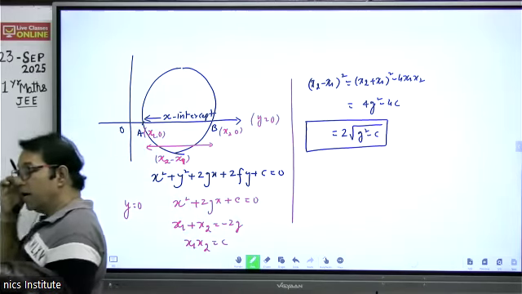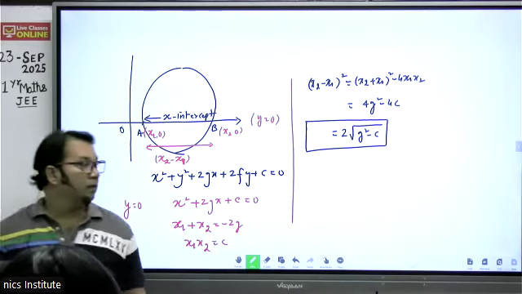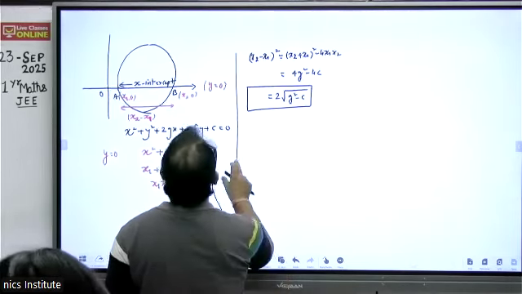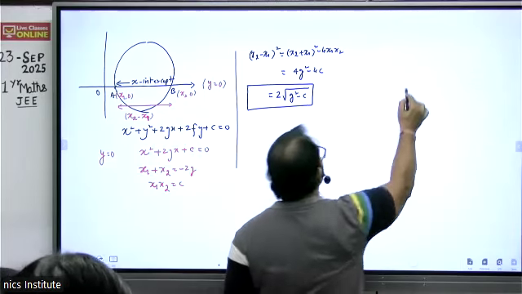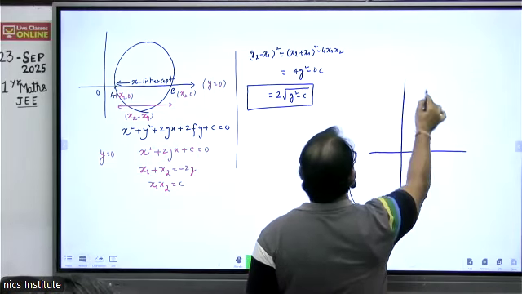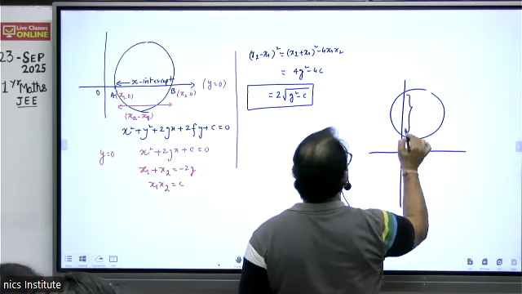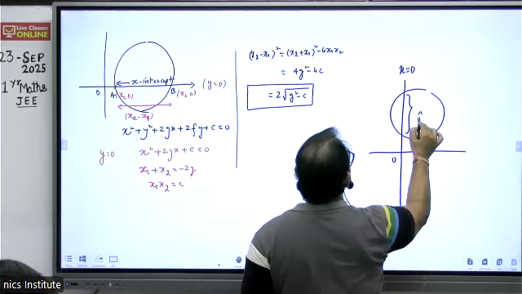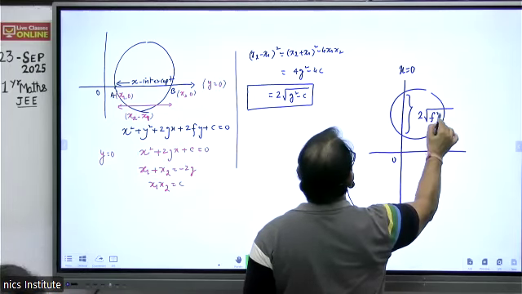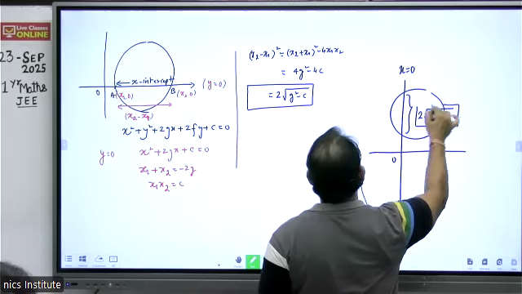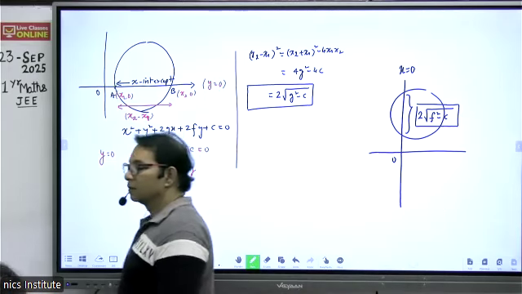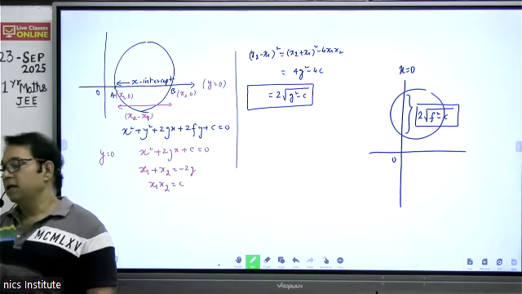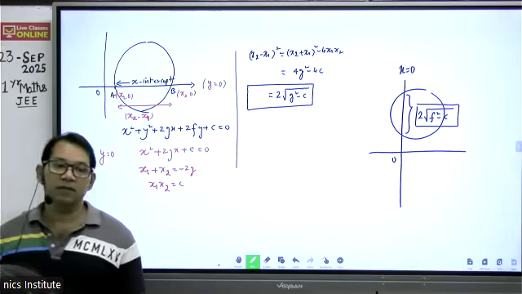Similarly, we can also find the length of y-intercept. If a circle intersects the y-axis, the length of y-intercept, this time x will be 0. And your answer would be 2 times the square root of f square minus c, write it down. So the length of x-intercept is twice the square root of g square minus c. Length of y-intercept is twice the square root of f square minus c.